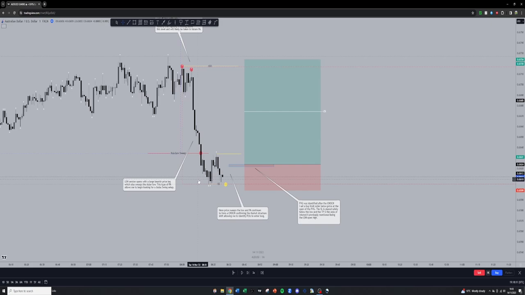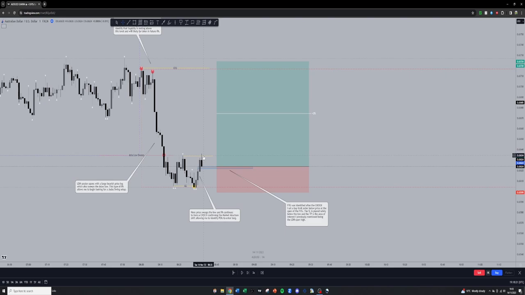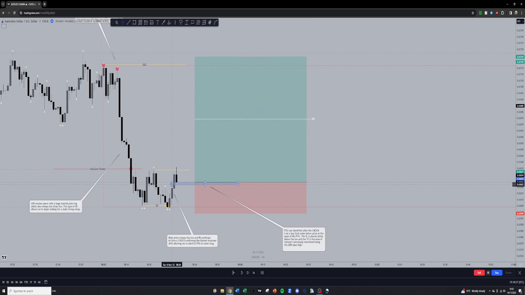So we get that sweep there, as you can see, followed by a sweep of this level, which is, as I mentioned previously, sweep, sweep. This is now change of character, forming a market structure shift. So next, what we need to do is identify where we want to enter the market. There's a fair value gap here, as I've highlighted. So this is our POI now for this trade.